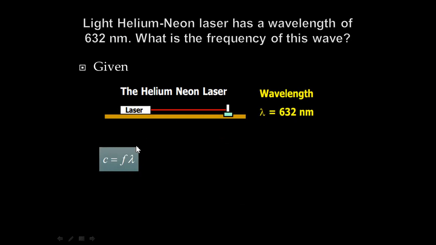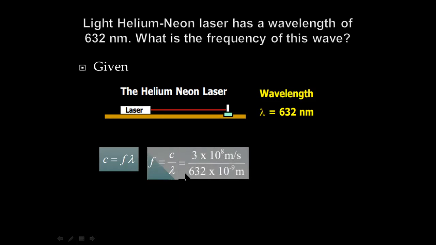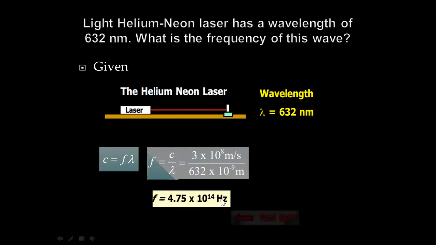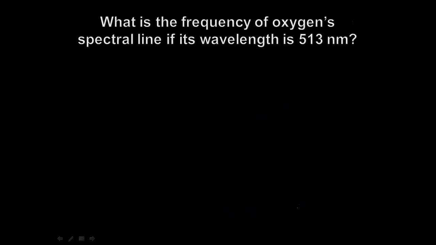If we manipulate this equation to bring out frequency, this becomes the speed of light over wavelength. Plugging in the values, this gives us 3 times 10 raised to 8 meters per second all over 632 times 10 raised to negative 9 meters. Further simplifying gives us a frequency of 4.75 times 10 raised to 14 hertz. Hence, this lies in the red light spectrum.